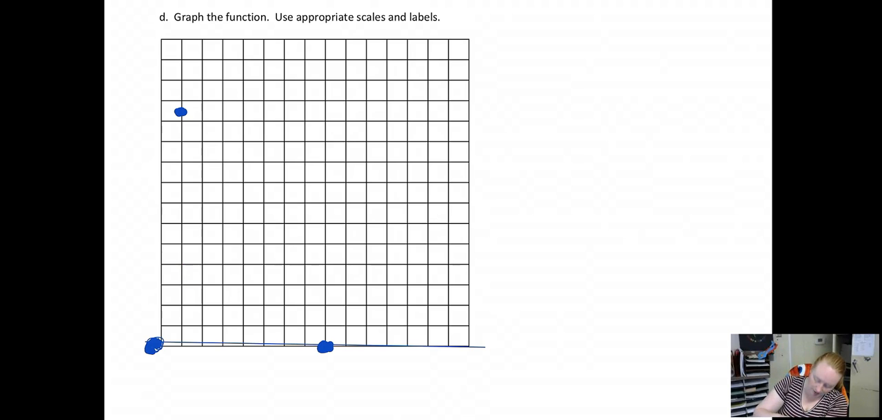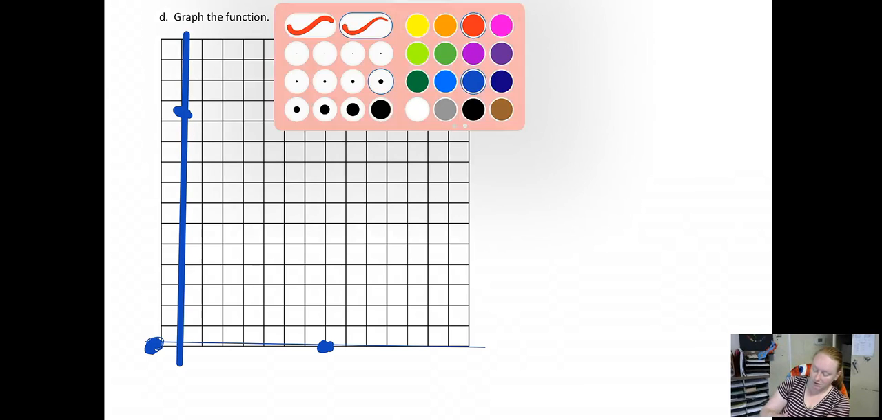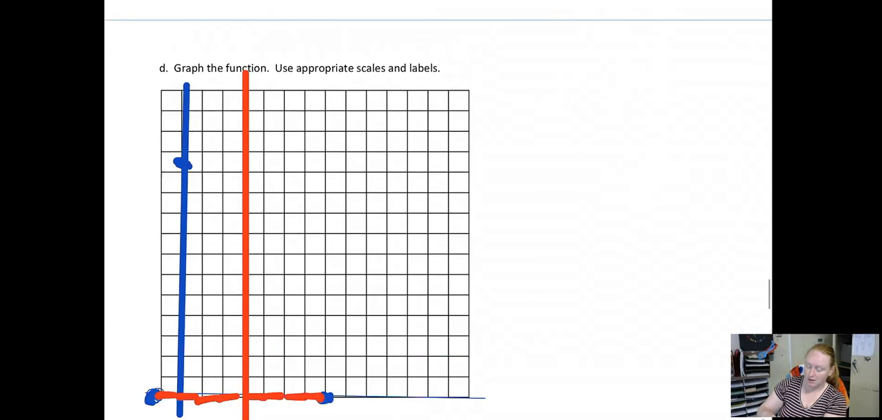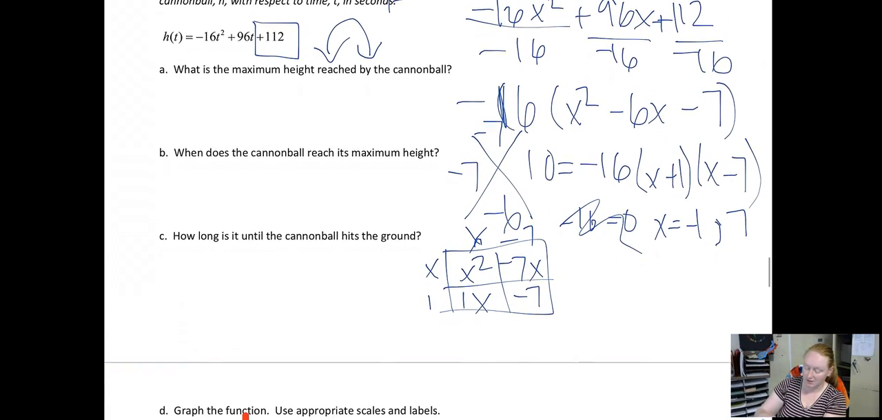I'll go back in and draw that line. And I'm now looking for my line of symmetry. So I'm going to come inwards. 1, 1, 2, 2, 3, 3, 4, 4. That puts my line of symmetry right here. That's at 1, 2, 3. So I'm going to say x equals 3 is my line of symmetry.